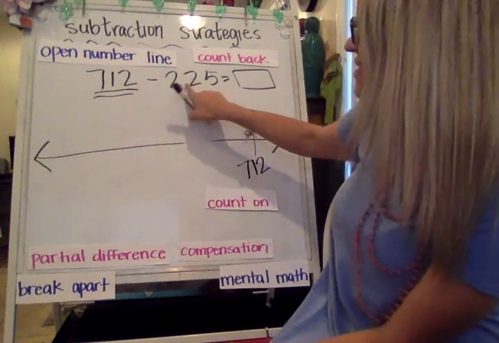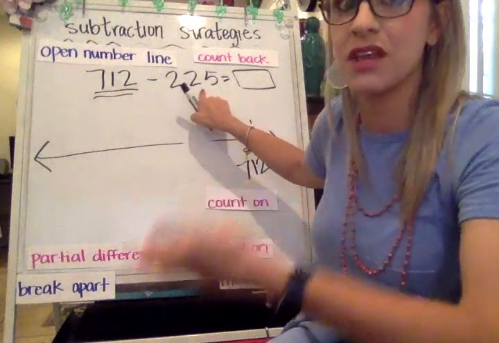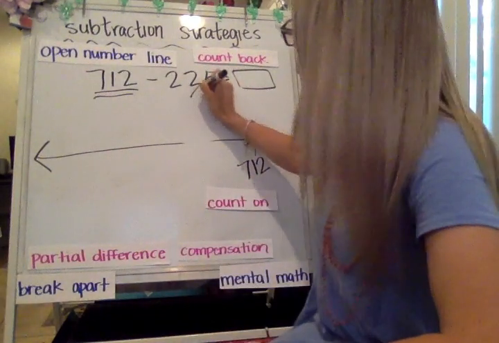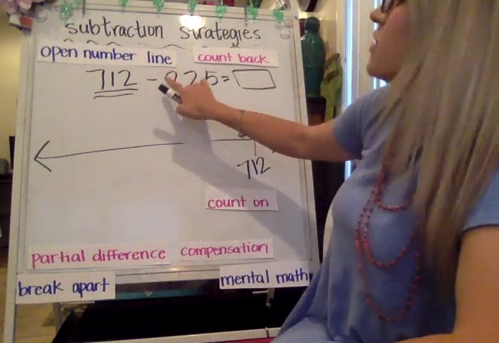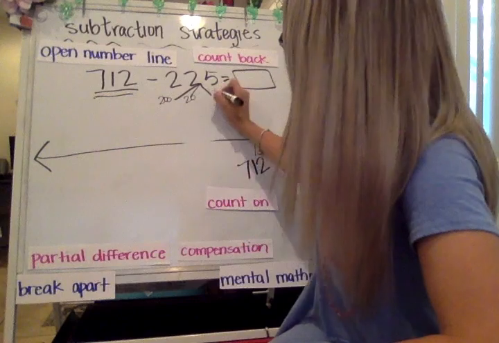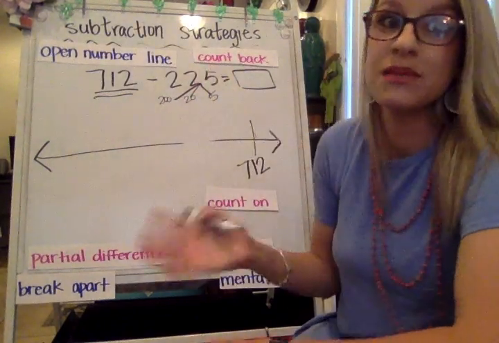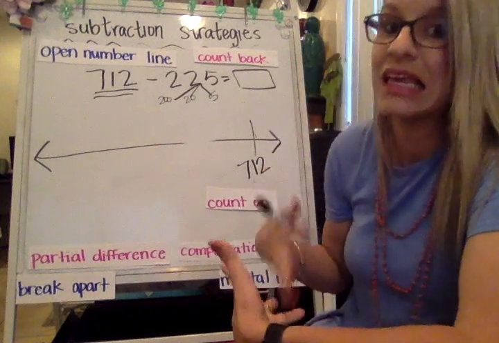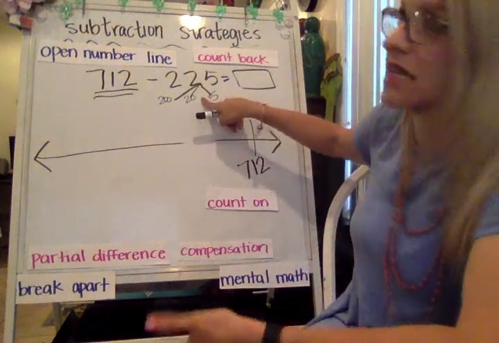And then we're going to break this number up, and what you should be thinking in your head is, how can I break apart this so that it's easier for me to subtract? So you already know about expanded form. The expanded form of 225 would be 200 plus 20 plus 5. Now this is not something that you have to put on your paper, but it is something that you should be able to mentally think in your head. So here's where that mental math comes in. You should be thinking this in your head.